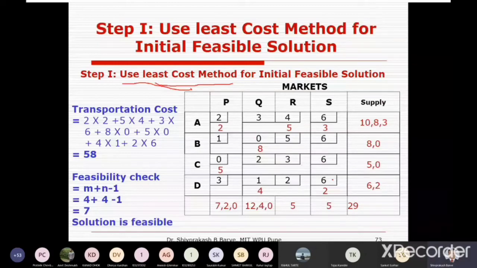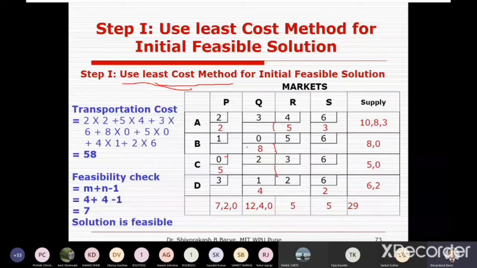tells us to find the minimum cost value in the matrix. So check all the values. I have a 0 here, one more 0 here. So these are the minimum values. So consider any one 0, and I have considered this 0. Right? These are the various cells. So I have considered this 0.